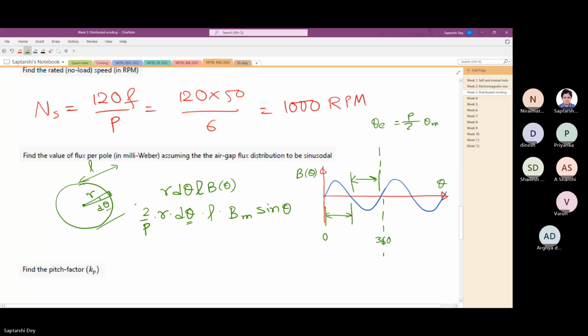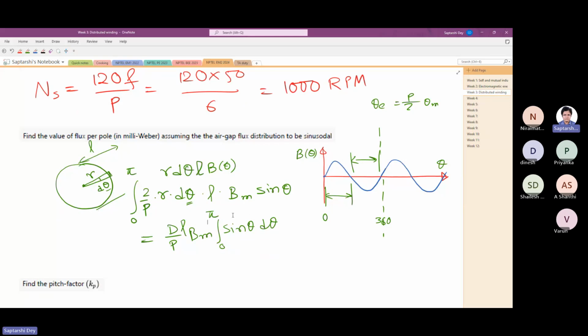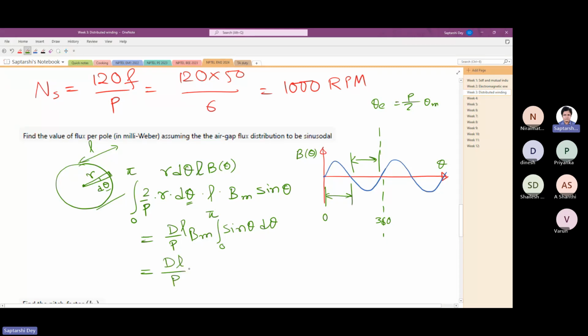Now if you integrate this over one pole, that is 0 to pi, what are you getting? This 2r gives you D, the diameter. D by P. L is a constant. Bm is constant. Sine theta d theta. Am I missing something here? One pi looks missing. No, it's okay. So it's coming out to be D L by P Bm.